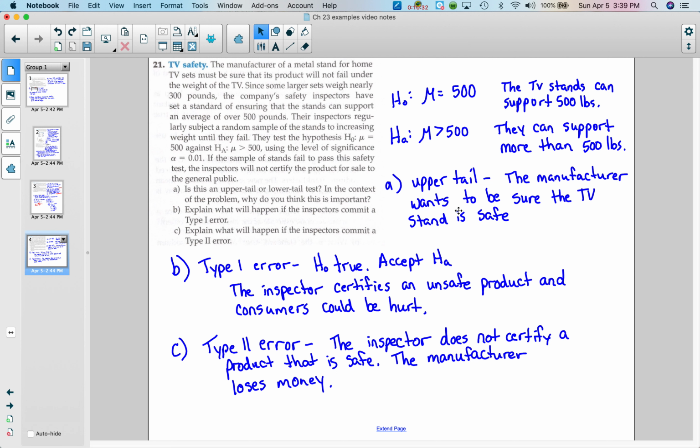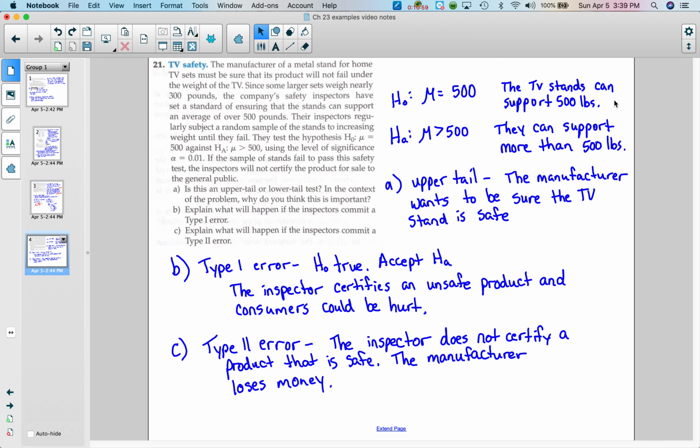They test the hypotheses using a level of significance, alpha, of 0.01. If the sample of stands fail to pass the safety test, the inspectors will not certify the product for sale to the general public. Okay, so I wrote out my H naught and my HA based on what they said. I wrote out words because it's helpful when you are doing the type 1 and type 2 error, which I noticed we had to do.